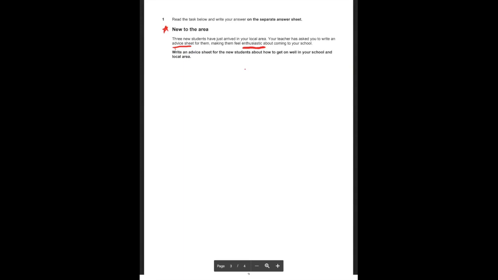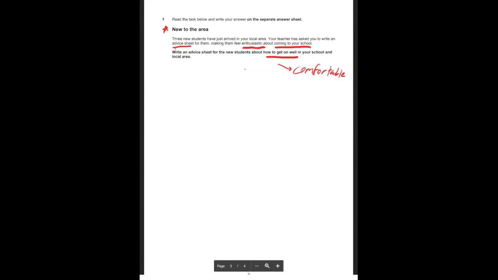Now, the concept of feeling enthusiastic, again, really belies that we are looking at something of a disguised persuasive. If you're trying to make someone feel enthusiastic, then of course, you're trying to influence their feelings and emotions by listing just one side of the argument, just as a persuasive would, in this case, the benefits of coming to your school. Write an advice sheet for the new students about how to get on well in your school. Now, to me, get on well basically implies how to make them feel more comfortable in this school environment, right? How do you make them feel comfortable and how do you make them feel enthusiastic about joining this new school?